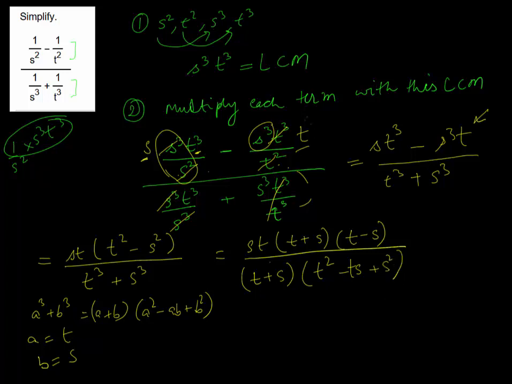Next, because t plus s and t plus s is a common factor, they cancel out. There's nothing else that we can cancel out, so we are left with st times t minus s over t squared minus ts plus s squared. And that's it.